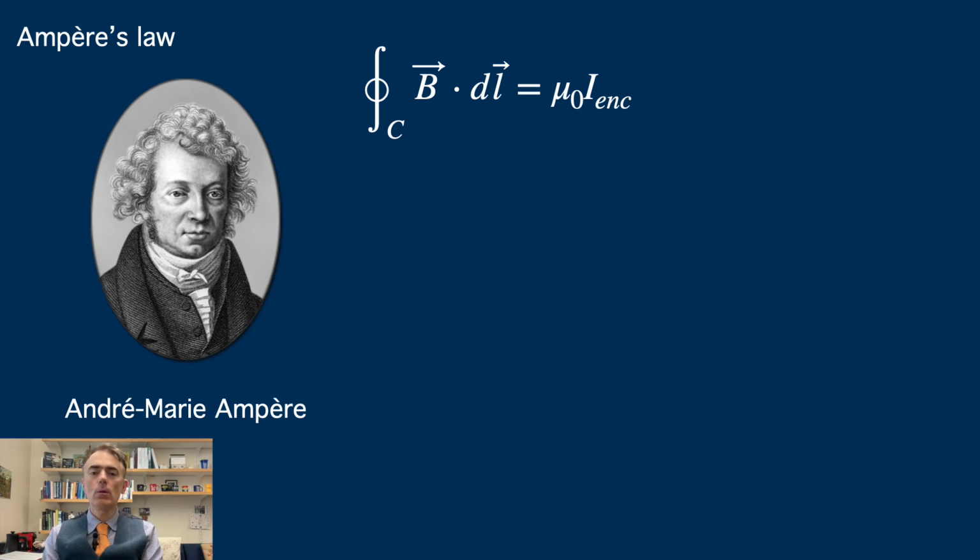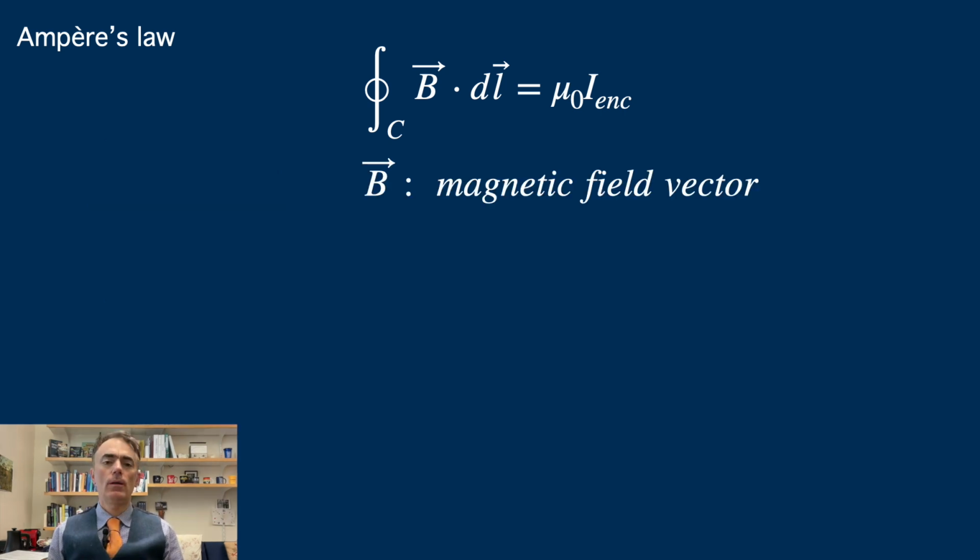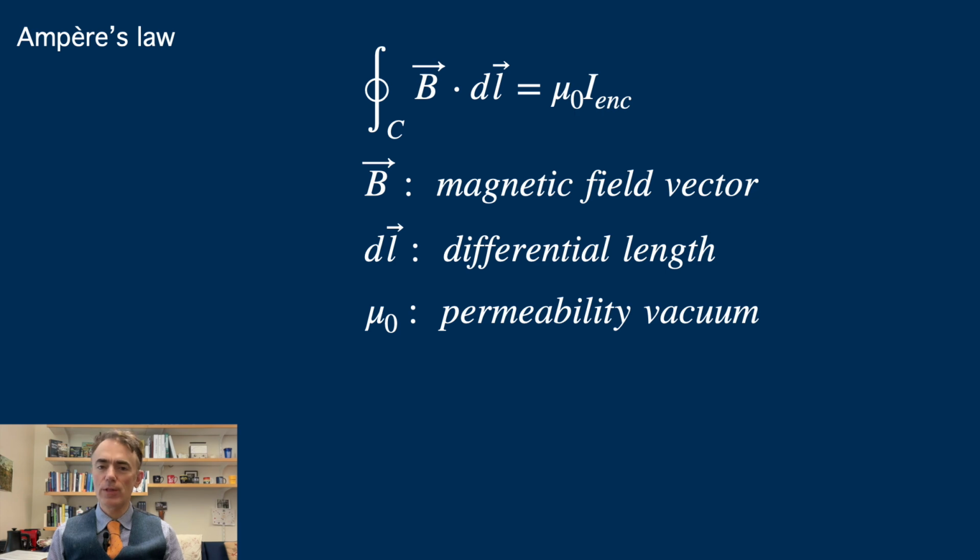Mathematically, we express Ampere's law as follows. The closed integral of the magnetic field along a path is equal to mu naught times the current enclosed, where B is the magnetic field vector, dl represents an infinitesimal vector element of a closed path, mu naught is the permeability of free space, a constant with a value of approximately 4 pi times 10 to the negative 7 newtons over ampere squared, and I enclosed is the enclosed current, or the total current passing through the area surrounded by the closed loop.